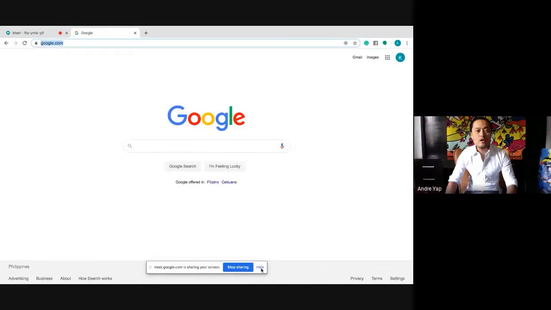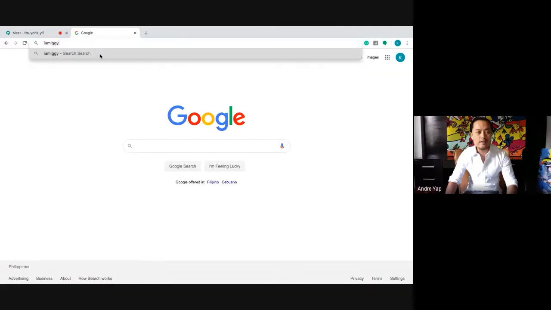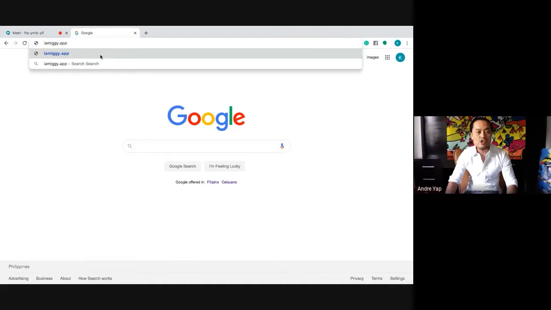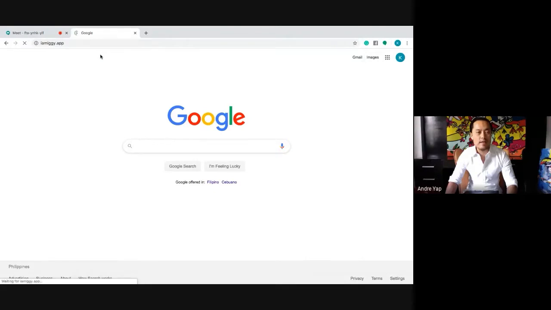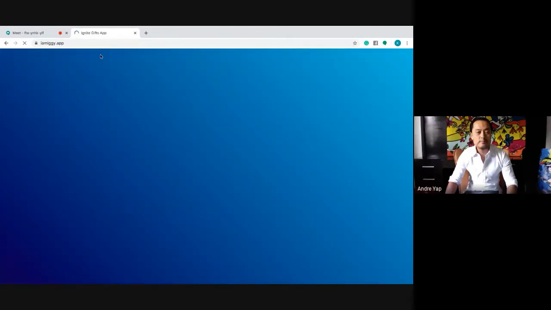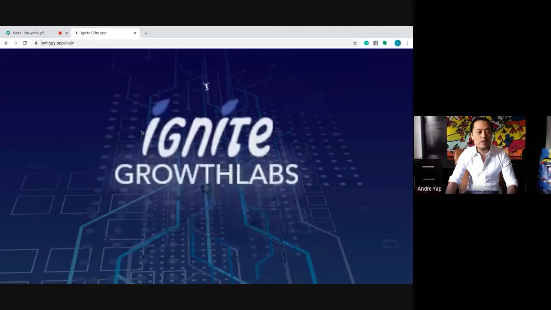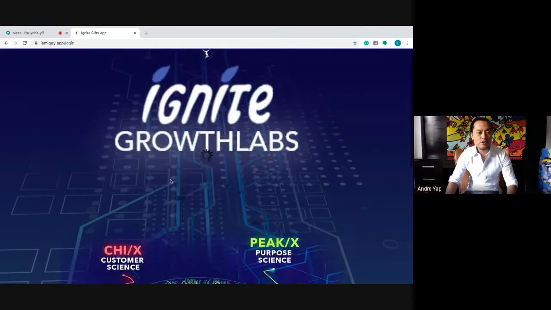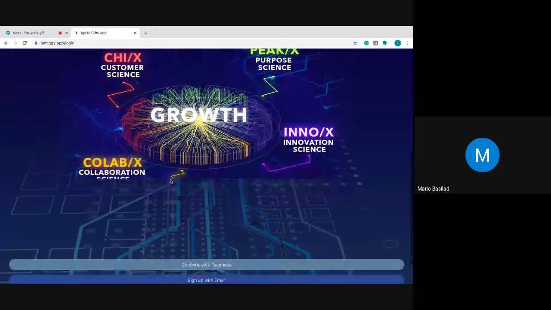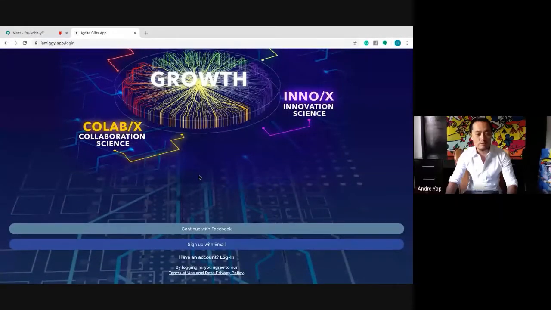All right, so you want to launch your browser, and on the browser you want to type iamiggy.app. Iggy with a double G, as you can see on screen, .app. So let's go ahead and launch that. You will see a welcome screen. And you will then be presented with options for how to log in. The easiest would be to connect via Facebook, or just go ahead. It takes 2 steps to sign up via email.